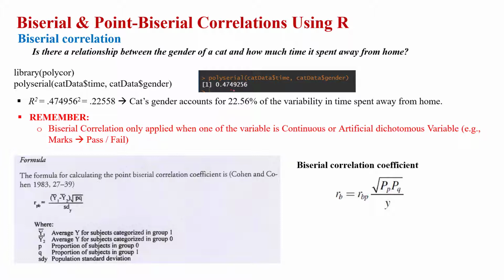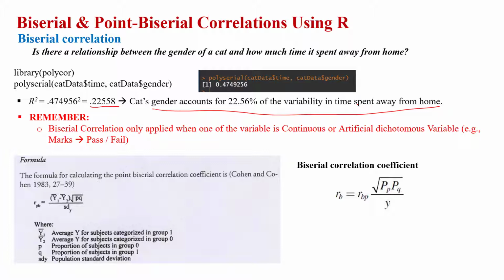Let me calculate the r square. So what is the r square? That would be 0.2255. Again the interpretation remains the same as we have discussed in the point biserial, that is, cat gender accounts for 22.56% of the variability in the time spent away from the home. That is the variability that the cat gender can explain in the time spent away from the home.